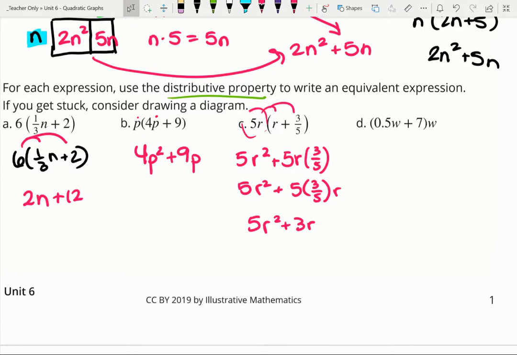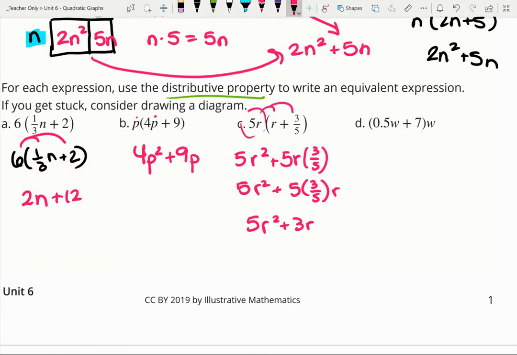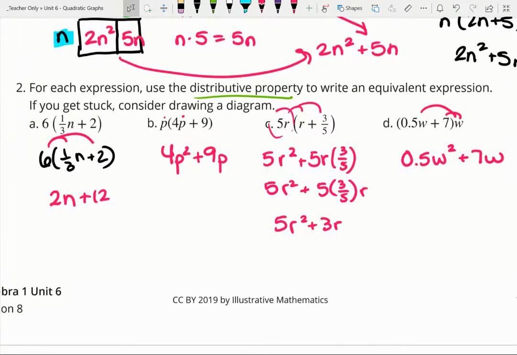And then the last example here, you may have chosen to rewrite this with the w out in front. Remember, with multiplication, we can put it in any order. But whether you did that or whether you just distributed both of those values to w, you should get 0.5w squared plus 7w. So if those didn't go quite as well, you might be a little bit stuck. Go ahead and check with a neighbor and see if their method of explaining might be more helpful. And when you're ready, we're going to go on to question 8.3.